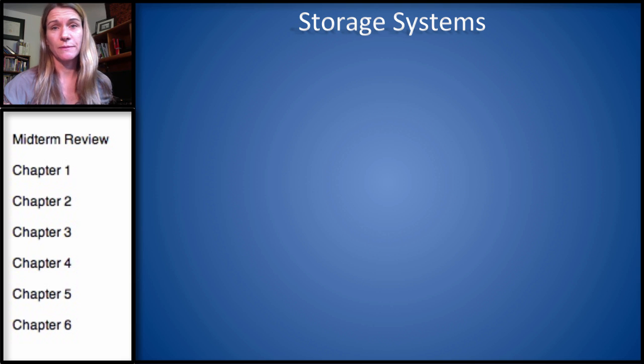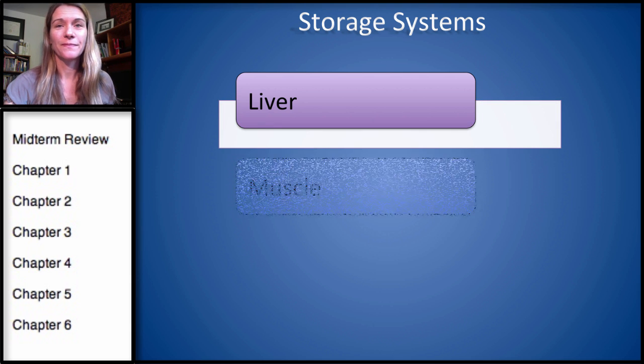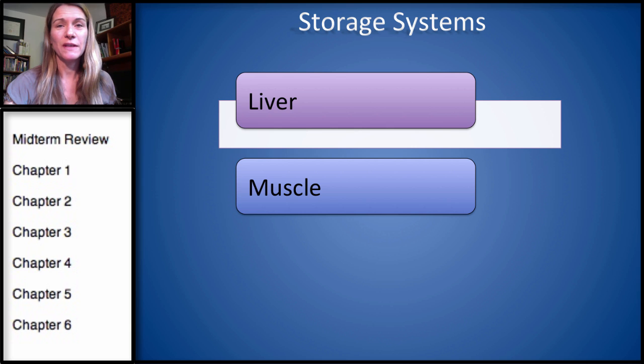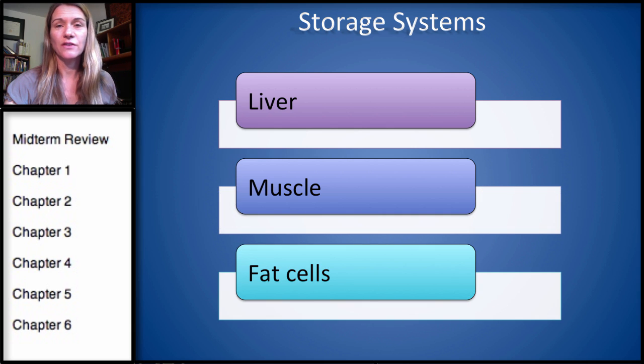So the storage systems in the body, we think about the liver. Now, what does the liver store? Think about that for just a minute. And think about what the muscle stores. And then we know that the fat cells, almost everything is going to end up as fat. So the liver, muscle, and fat are our storage systems. But I want you to think about what each one stores, because you'll need to know this for the exam.